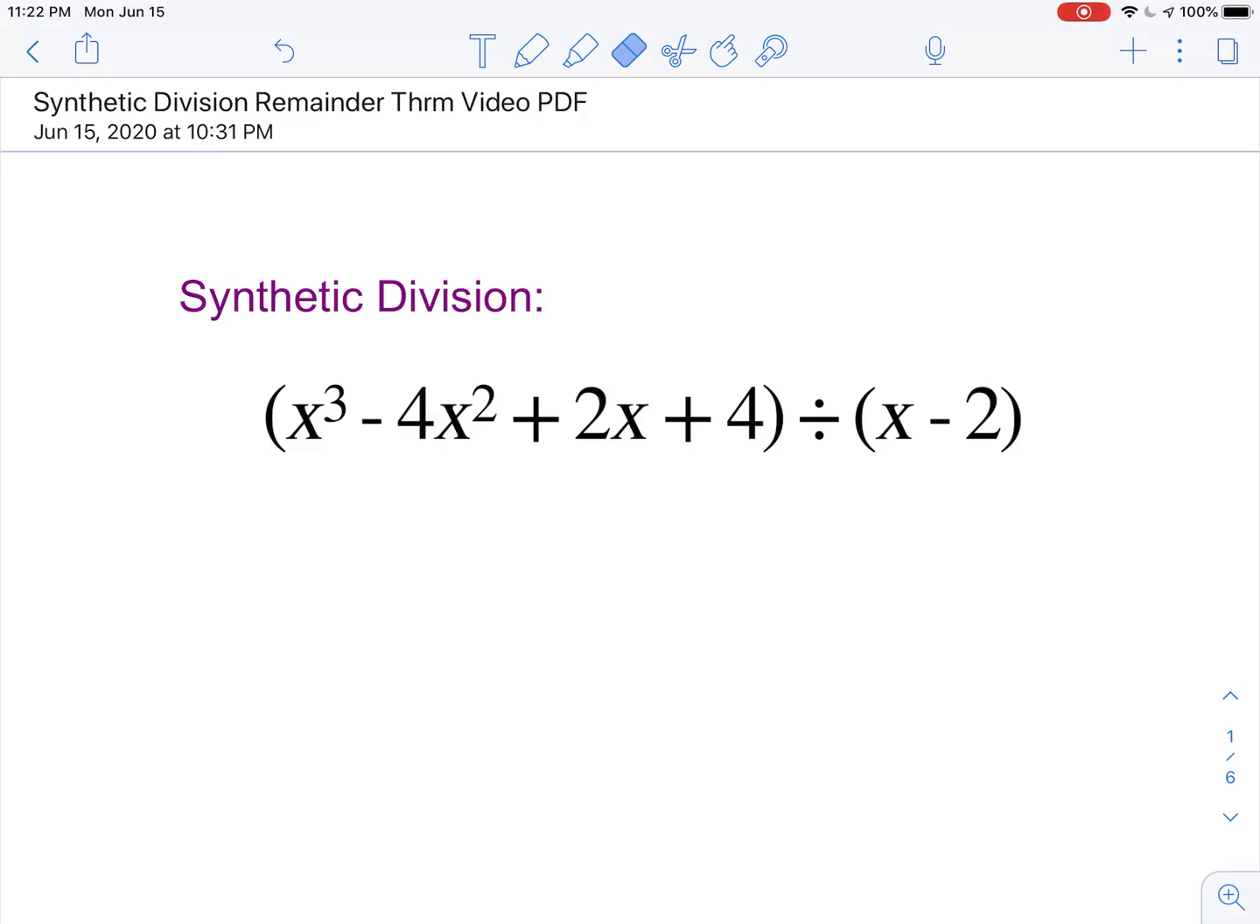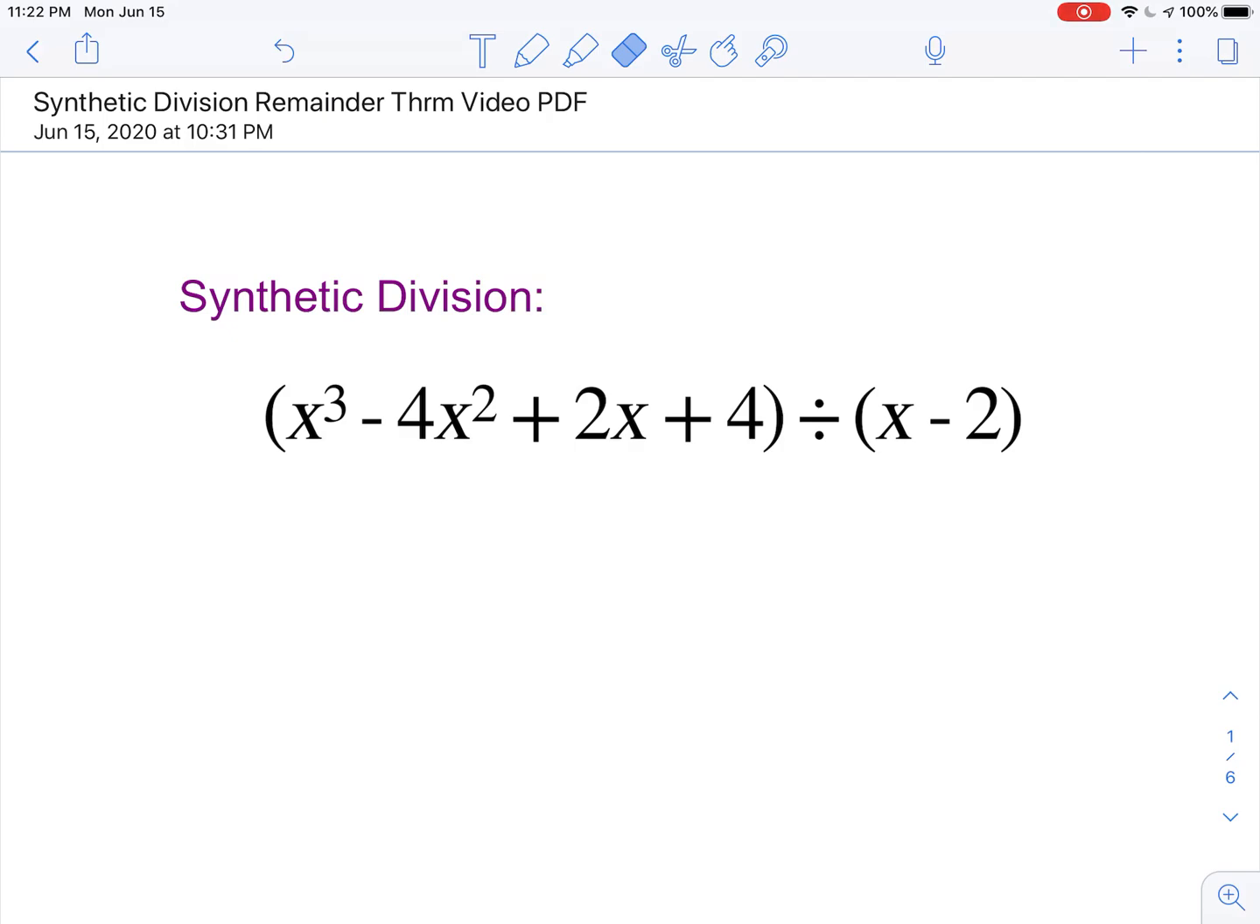Hey guys, today we're going to be reviewing synthetic division and the remainder theorem. So synthetic division is basically a shorthand way for doing long division on a polynomial that is divided by a linear binomial. To do this, the first thing we need to do is decide what numbers we're going to be using throughout the synthetic division process.